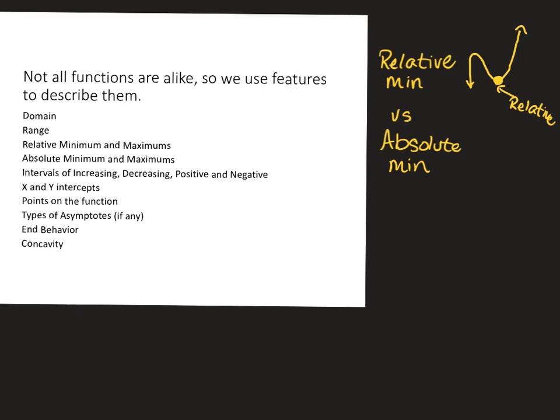And the reason why we would call it relative is because this function goes down to negative infinity. It does decrease forever. So this little saddle point kind of dips like a little minimum value. We call it a relative minimum. An absolute minimum would be like a quadratic.